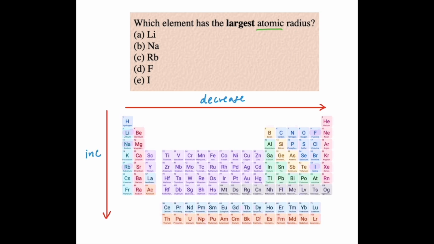So let's identify which elements we have. We have lithium, sodium, rubidium, fluorine, and iodine. And we can see that we want something on the bottom left of the periodic table. So our final answer should be rubidium, or C.